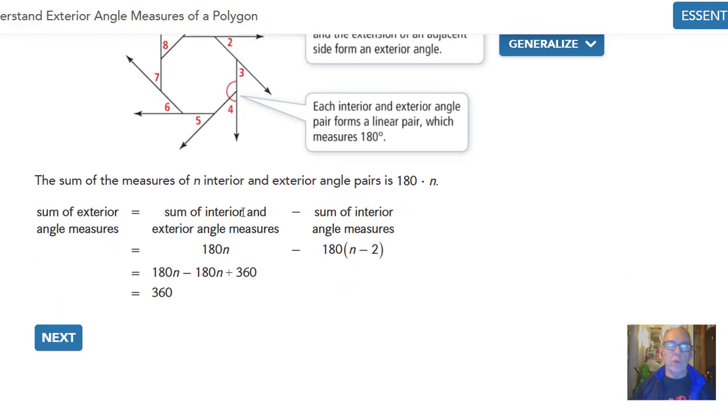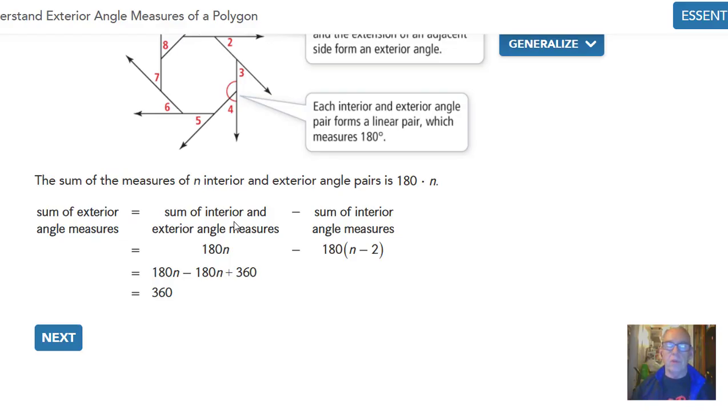So this is sort of like an algebraic type argument for it. The sum of the exterior angle measures is equal to the sum of the interior and the exterior, which are 180 degrees each. So we've got an 8-sided figure. There's 8 sets of 180 degree angles if we include the interior and exterior angle at each one, like this 5 the inside angle there, 6 the inside angle there, and so on as you go around.